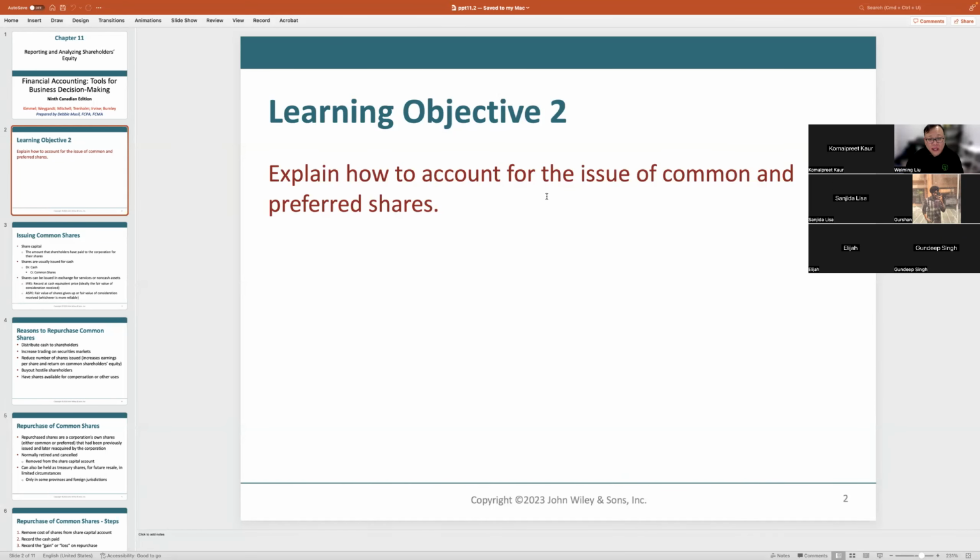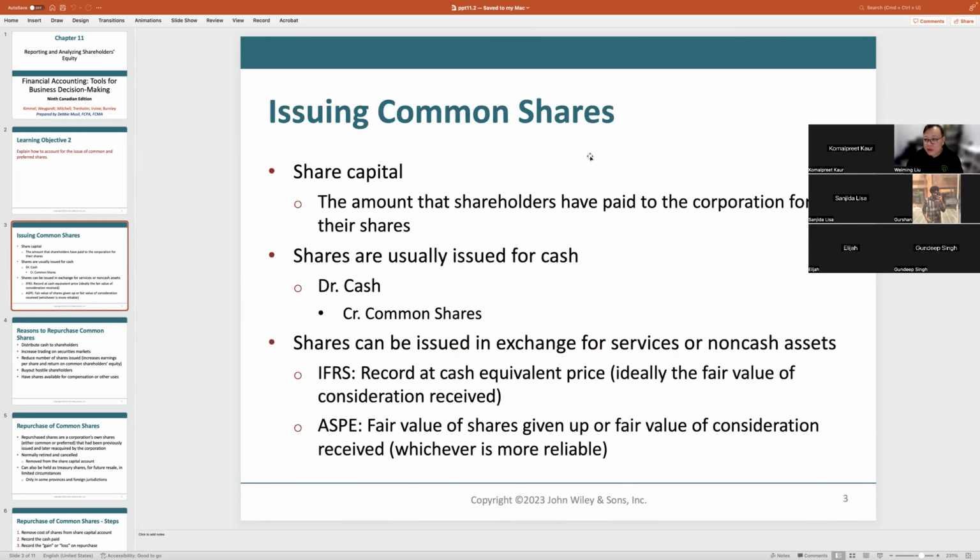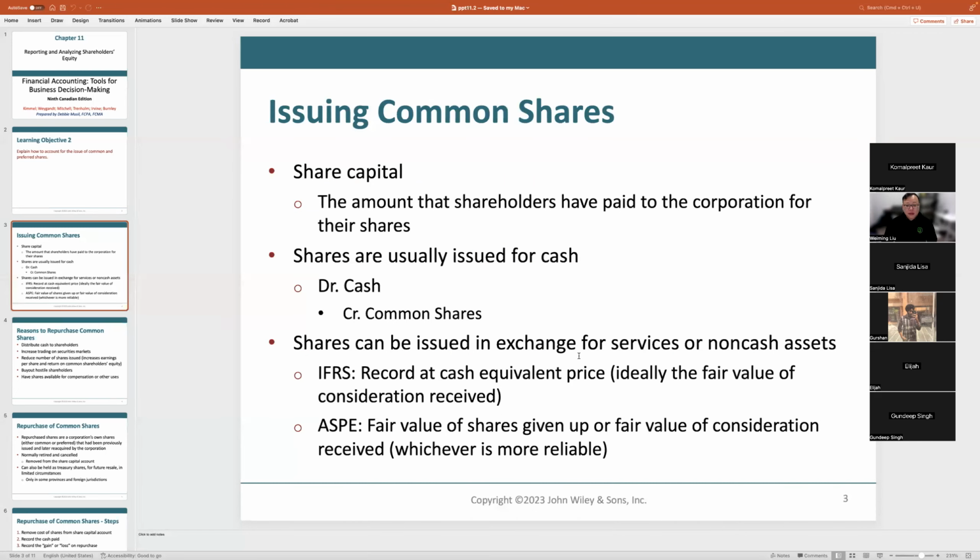Okay, so we're going to explain how we account for the issue of common shares and preferred shares. So, issuing common shares. Basically, the shareholders will pay some cash, pay money to the corporation in exchange for their shares.